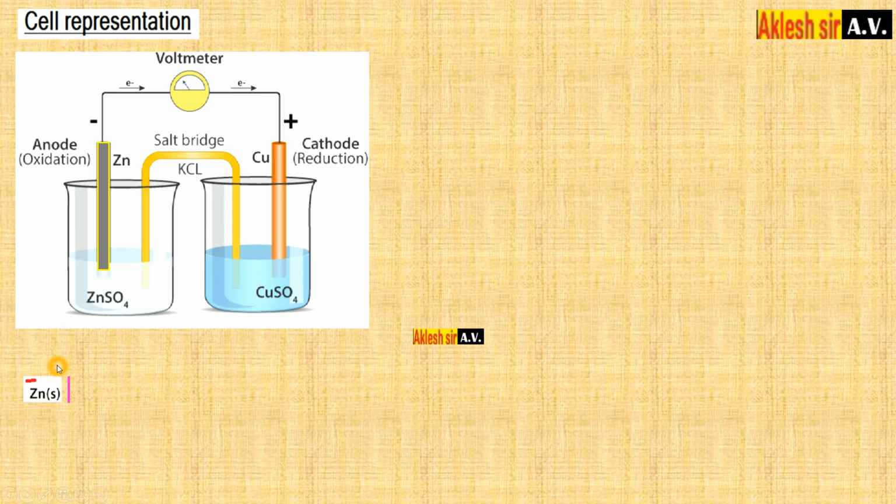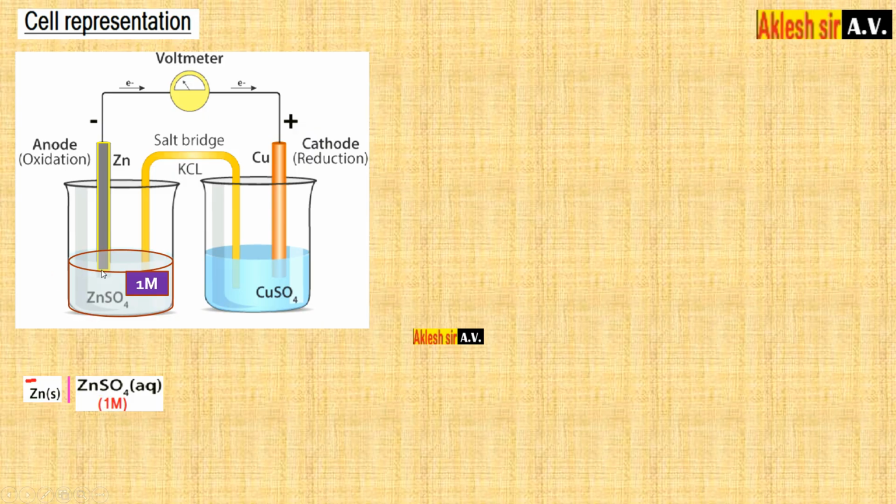To show that, we have made one vertical line here. So the vertical line represents that the zinc rod is dipped in a zinc sulfate solution. This vertical line divides the rod from the zinc sulfate solution. So the zinc rod is dipped in a zinc sulfate solution. And what is the concentration of zinc sulfate? 1 molar. So we have to write 1 molar below.